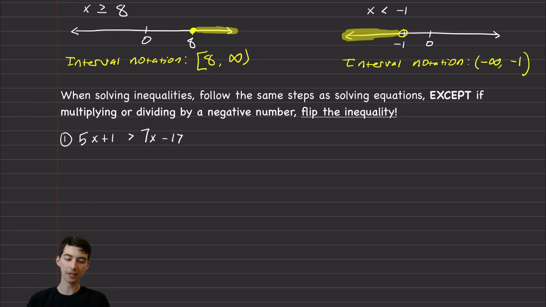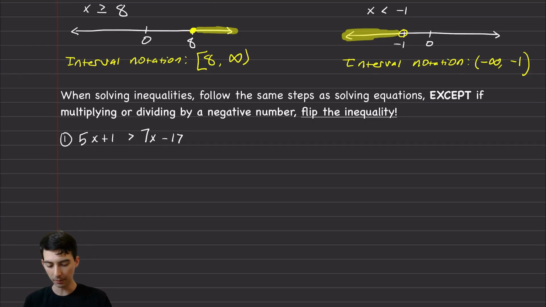So here we have 5x plus 1 is greater than 7x minus 17. Let's do this how we regularly would. First, I'm going to look: are both of my expressions simplified? Well, I don't see any parentheses or like terms, so I think I'm good to move into step 2, where I'm going to get all of my variables on one side and all of my constants on the other.